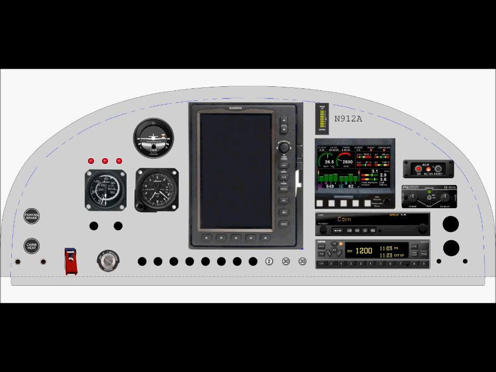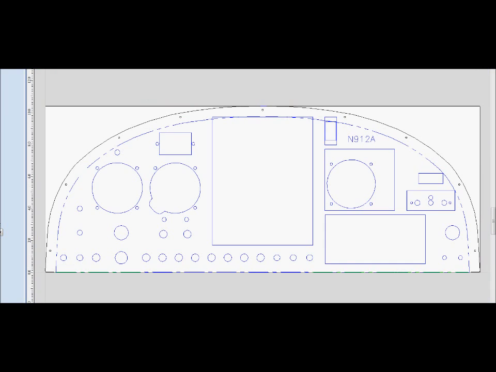Once we have an instrument panel layout selected, the next step in the process is to model that layout in CAD software. Now at Aircraft Specialty, we use a CAD program entitled VCarve Pro. VCarve Pro is a computer modeling program that allows us to take instrument cutouts and put them into the program.